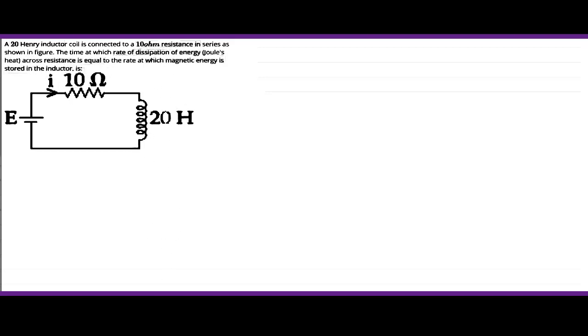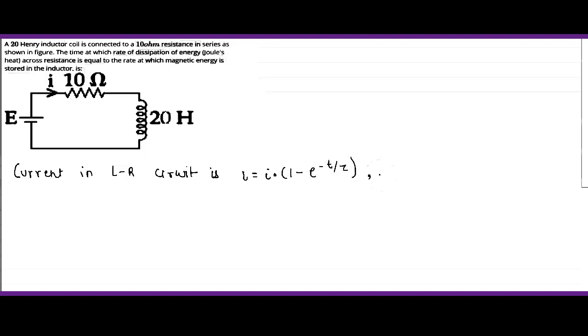Okay, so let's start. Before we proceed, we know that current in an LR circuit is given as I equal to I naught into 1 minus e to the power minus t by tau, where I naught is E upon R and tau is L upon R. Okay, so let's start.